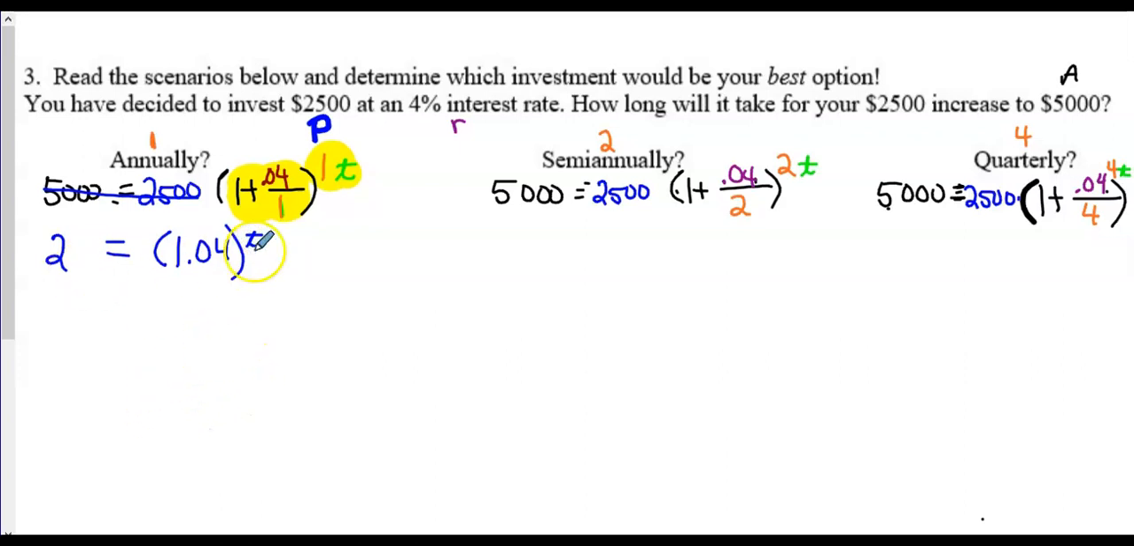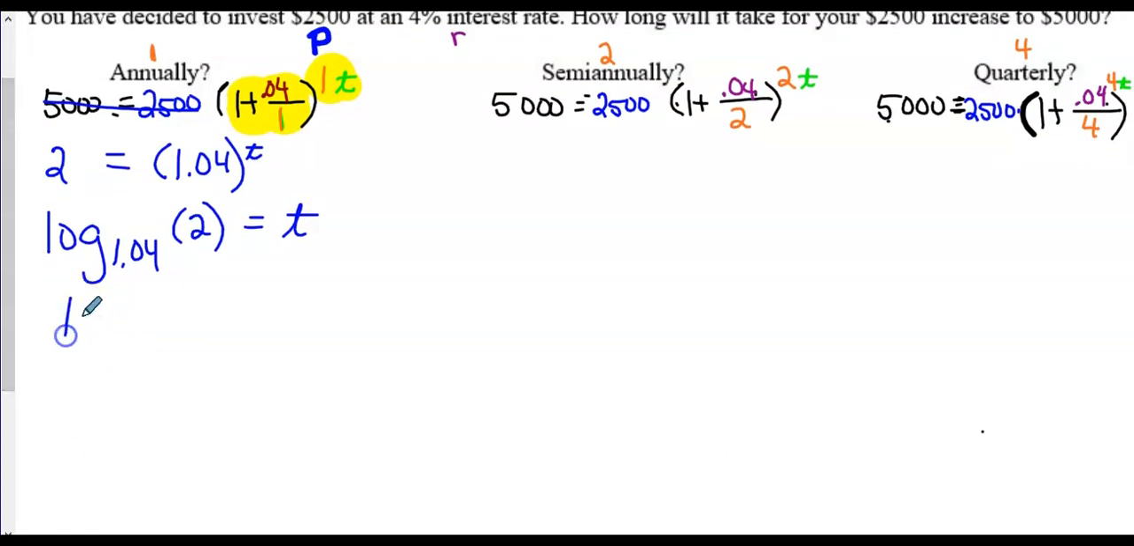So when I solve this equation right here, this is an exponential equation, I need to write this in log form because I have an exponent that's the unknown. So when I write this in log form, and you might have already figured out that you would do log 2 over log this, and that's fine. But when you write it in log form, you write log base 1.04 of 2 equals t. So then you use your change of base formula.